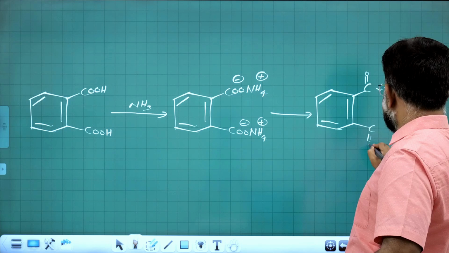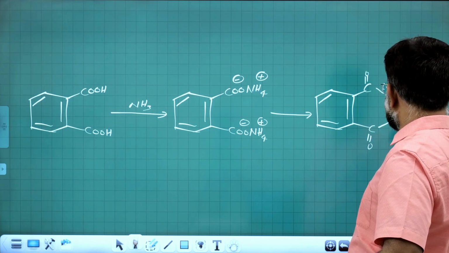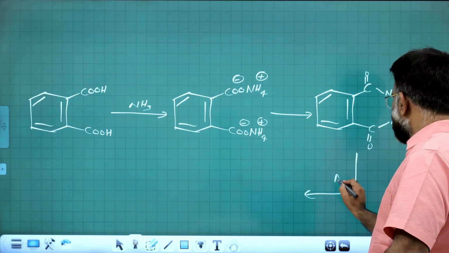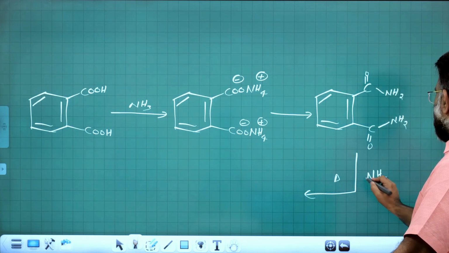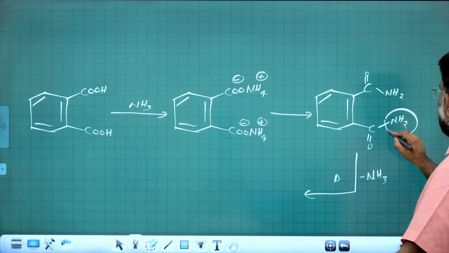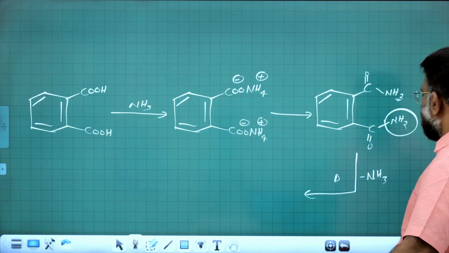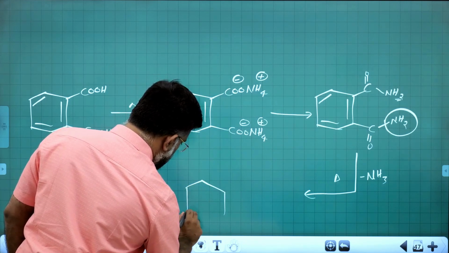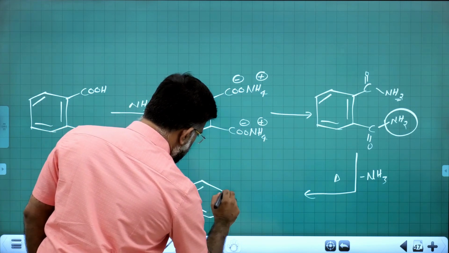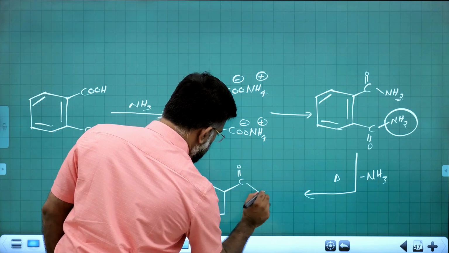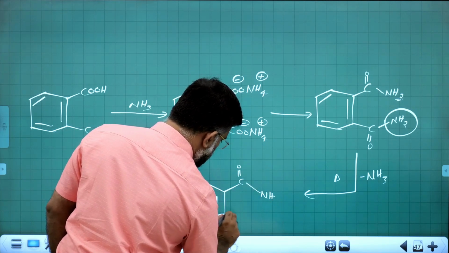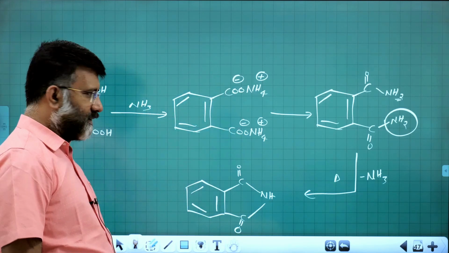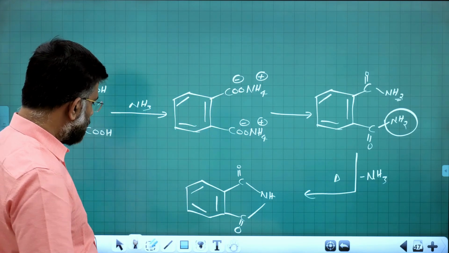CONH2, CONH2. You know what happens when this is heated strongly? When heated strongly, one ammonia will be expelled. This NH2 and one hydrogen are expelled, and you get a cyclic imide. Phthalimide is obtained. And many of you may remember the importance of phthalimide in certain preparation reactions we are learning in the next chapter or so. This is phthalimide.